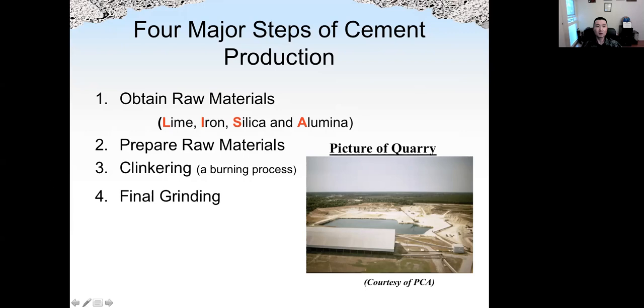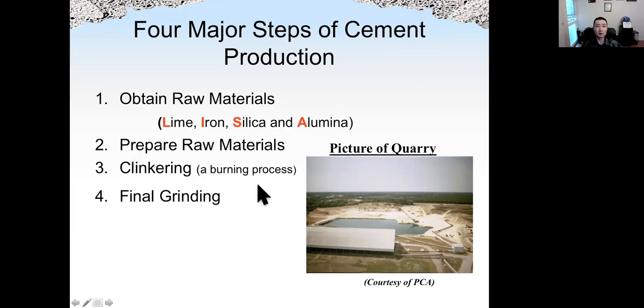We need to get the raw materials from either quarries or some other source. Then we need to burn all these raw materials in a big oven. We call that the clinkering process, which is the burning process. After that, we get a so-called clinker. The clinker looks like charcoal, and the size of clinker is around 1 or 2 inches. We then further grind the clinker together with gypsum to get Portland cement powder.